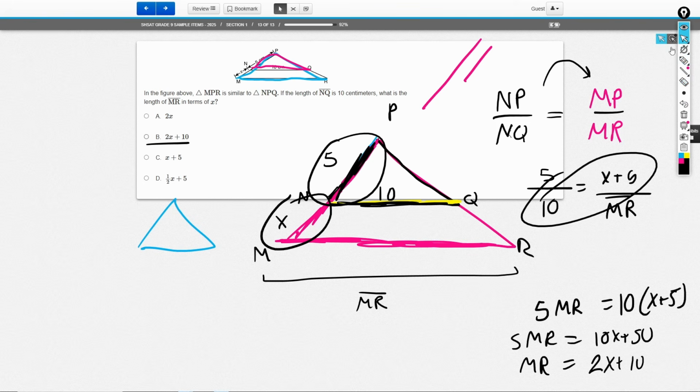So again, similar triangles, it's a simple concept, right? You look at the sides that are similar to one another. NP, MP are similar, so you write them across from one another. Then you write another pair of sides underneath those two, right? NQ and MR are also similar, so you write them across from one another, but underneath the same side that they belong to. Ultimately, these two belong to the pink triangle, and these two belong to the black triangle, which is why they're underneath one another. And then to solve, you can just cross multiply. That's question 13 out of 13.